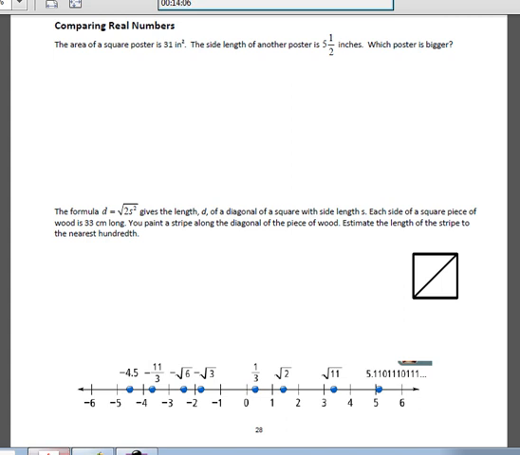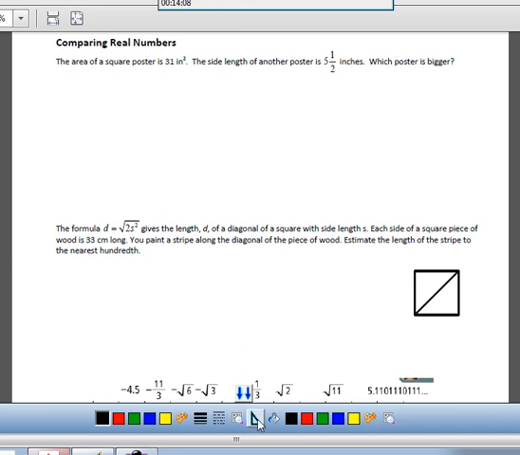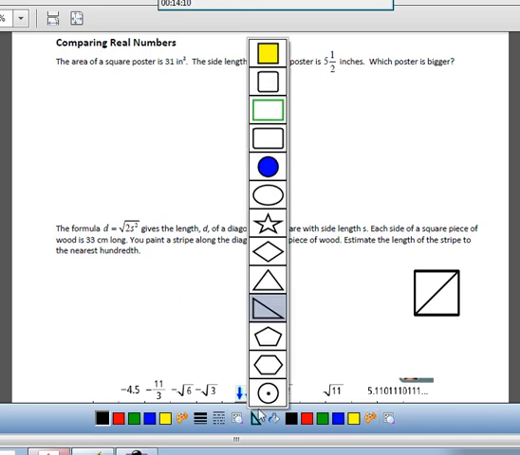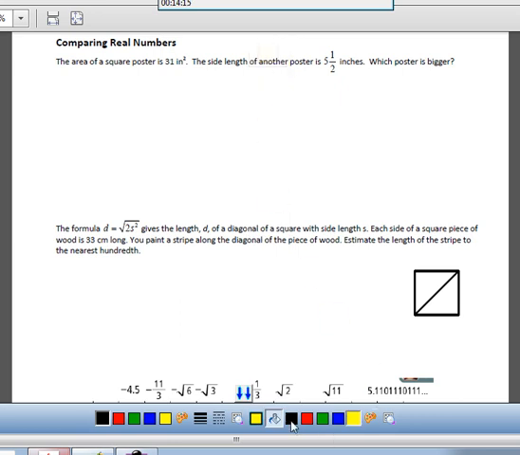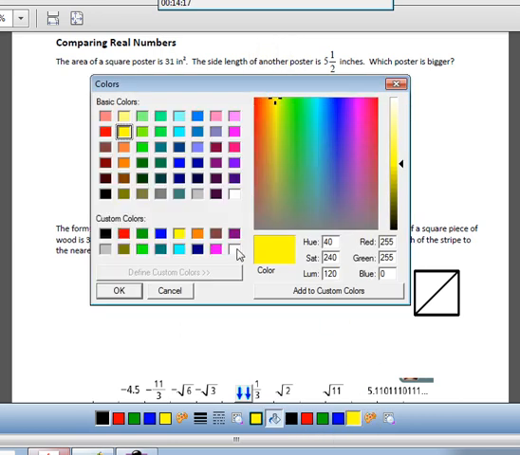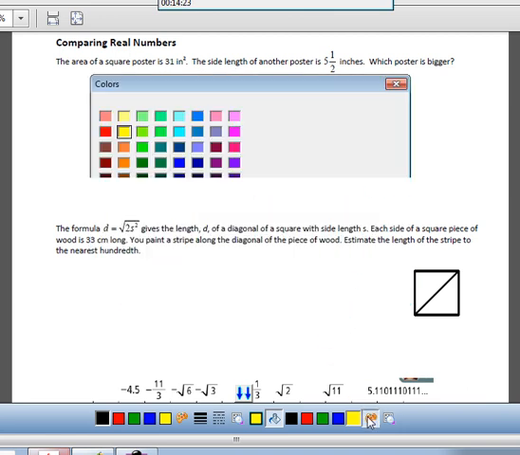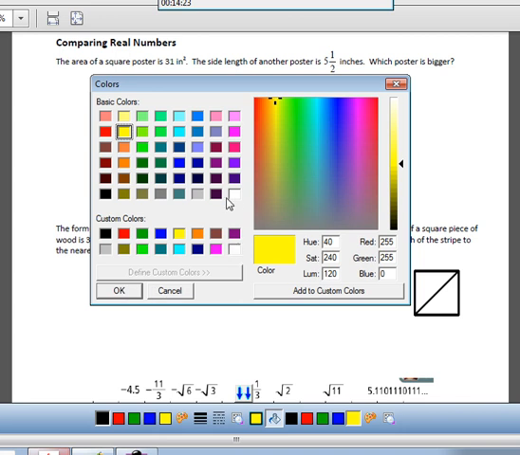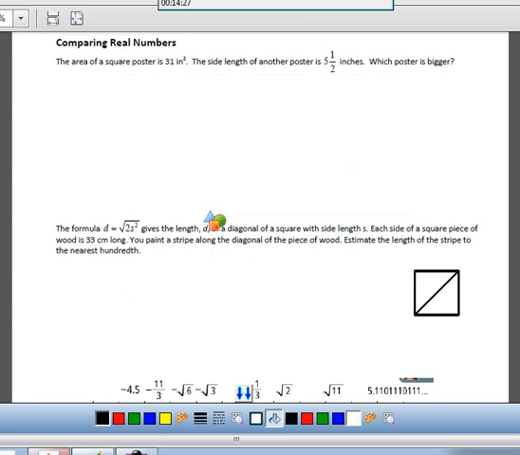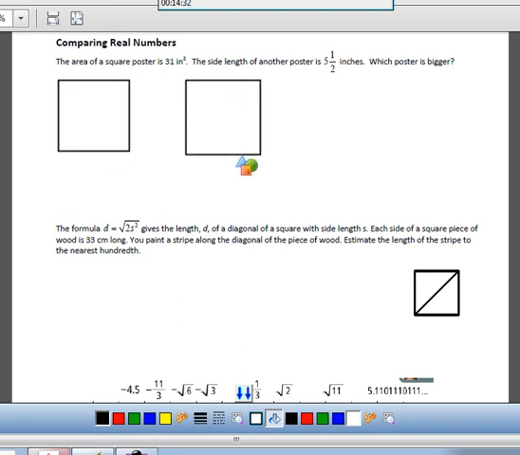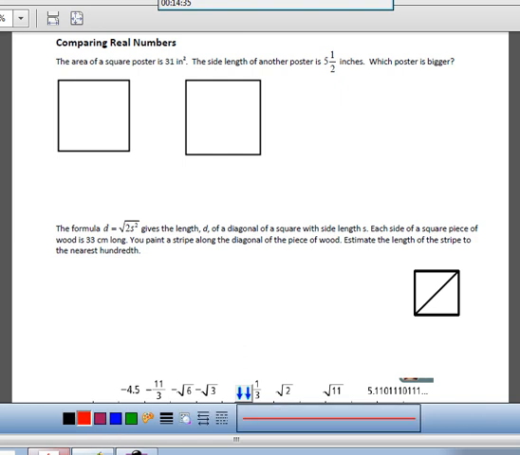So let me get my tool here, and I'm going to go with square. All right, so I'm going to draw a square, and then I'm going to draw another square. Now, one of them is bigger. We can't tell right away, so actually I know which one is.